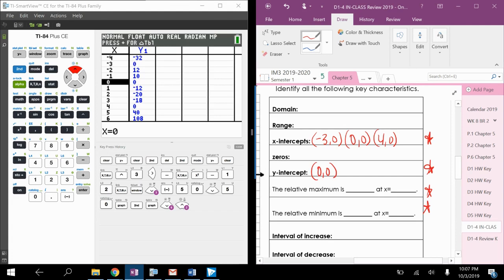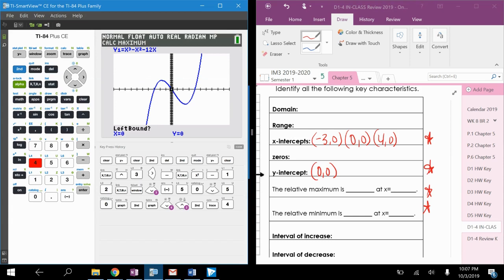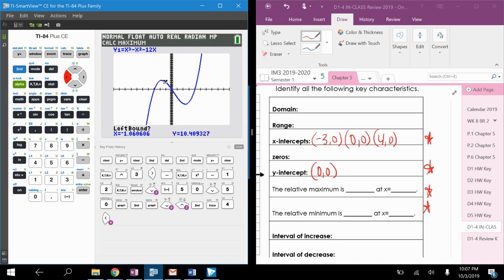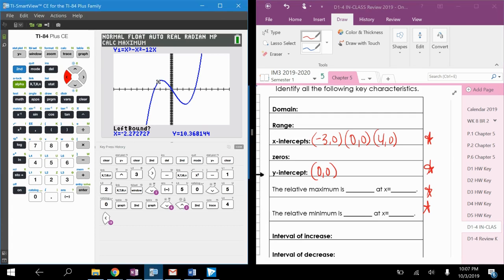We need 2 more things. We need our max and our min. So to get our max, we have to press second trace, and let's go ahead and find our max, which is option 4. You can scroll down and hit 4, or you can just press 4. Now left bound, that means here's my cursor. I want to move that cursor to the left side of where I think the max is. So I'm going to press the left button until I get around there. So left, left, left of where I think the max is. So here's the max. I want to go left of it. My cursor's blinking and it's on the left side. Press enter.